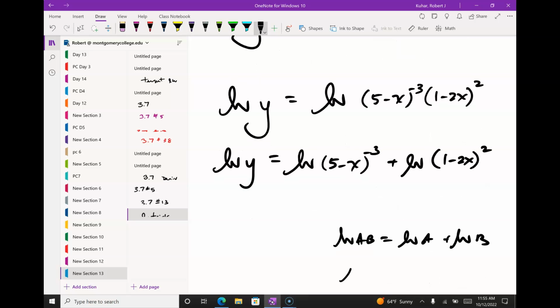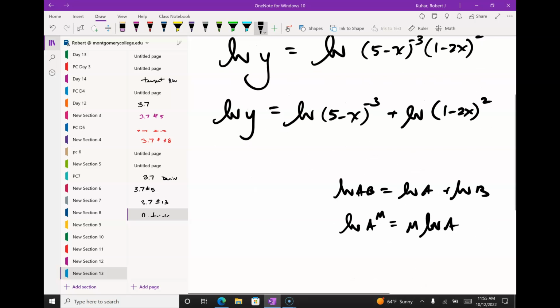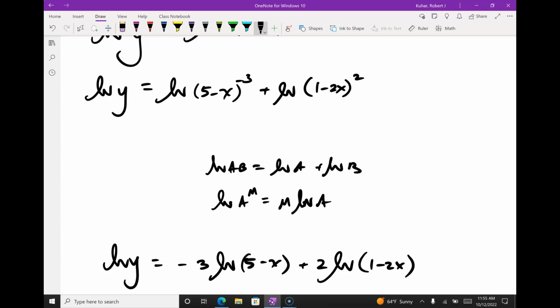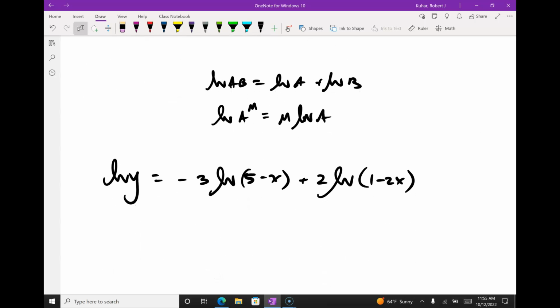Now, what else do we have? ln of a to the m, that power comes down, right? So you can see here in my problem, I can bring down that power of negative 3 and bring down that power of 2. And now when I take my derivative, it's so much nicer. Okay, ready? Don't let me go too fast. Everybody with me?